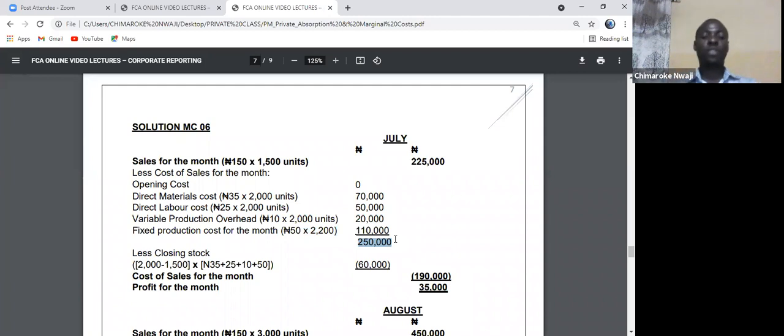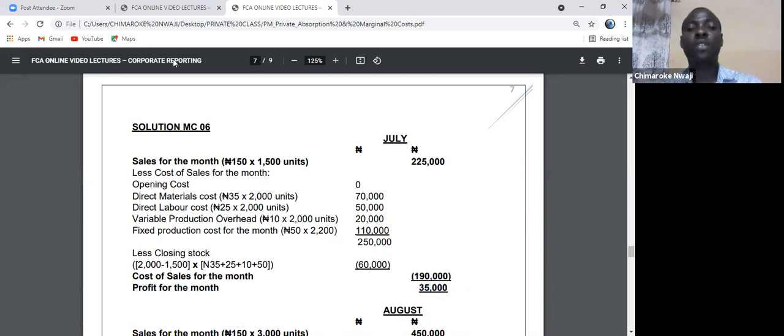Now, your closing stock is 500 units, but now you are multiplying it by 120. So you see 50 has been added to 120. So 120 times 500 will give you 60,000 naira. That's your closing stock. When you deduct it from your figure here, you have 190,000. And the profit for the month gives you 35,000.